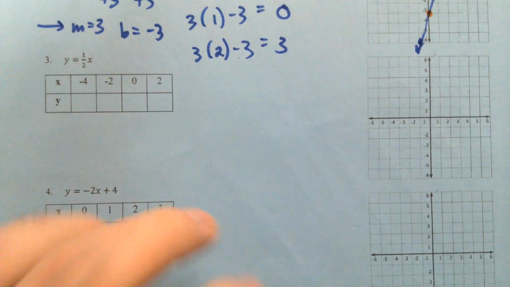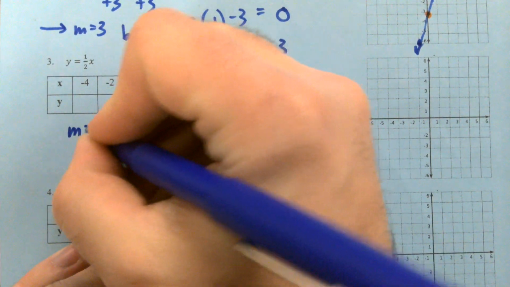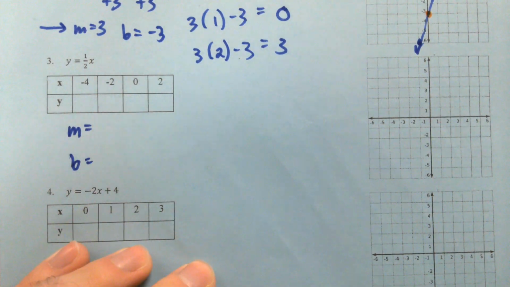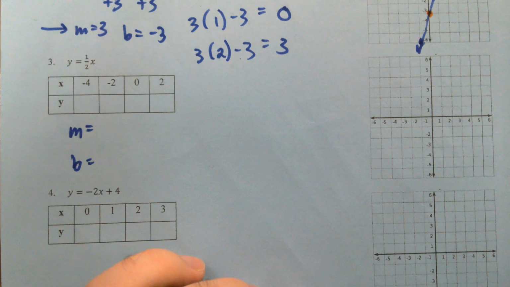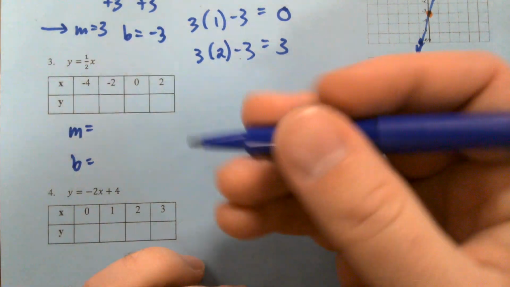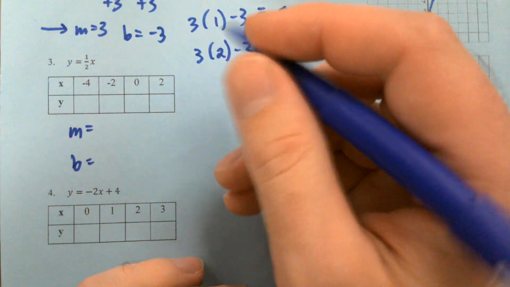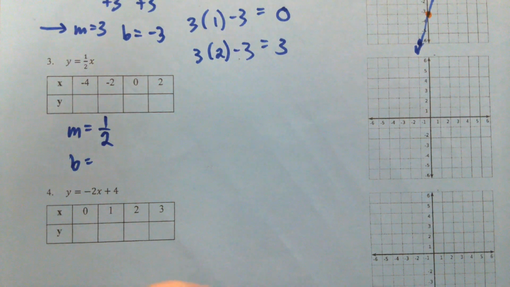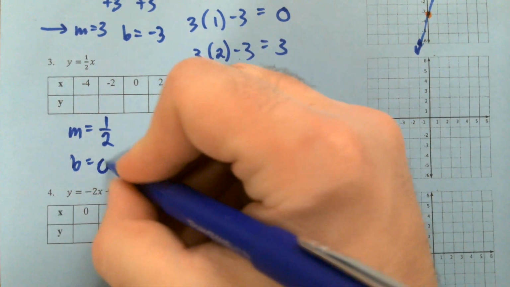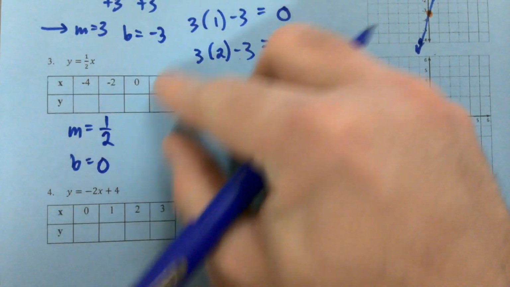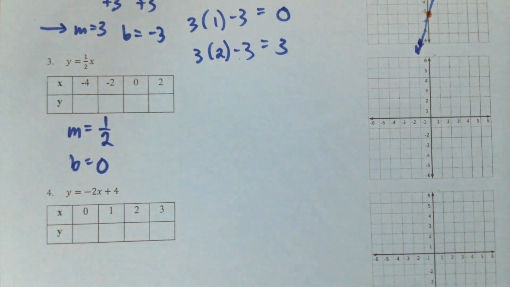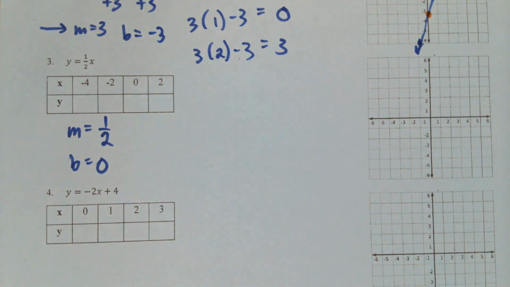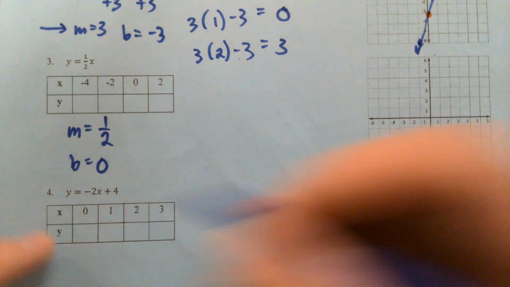Now, number 3. What's my slope in number 3? Anyone know what my slope in number 3 is? Yeah, Roz? Beautiful. M is equal to 1/2. That's exactly right. And what's my b? 0. That's right. We have no number being added or subtracted on the end here. So our b is going to be 0. Not 1. It's going to be 0.